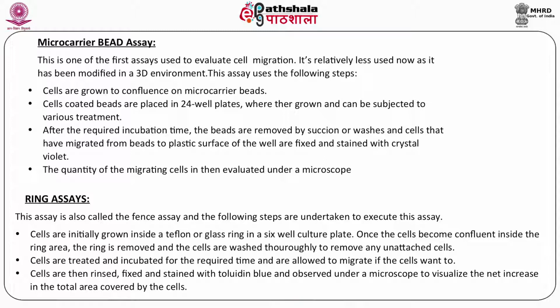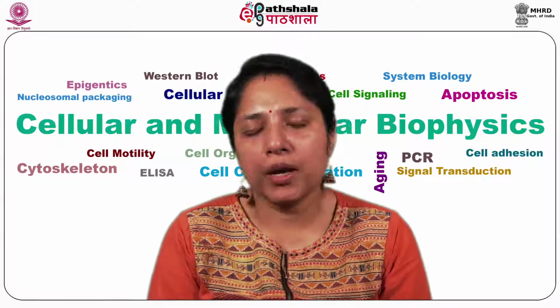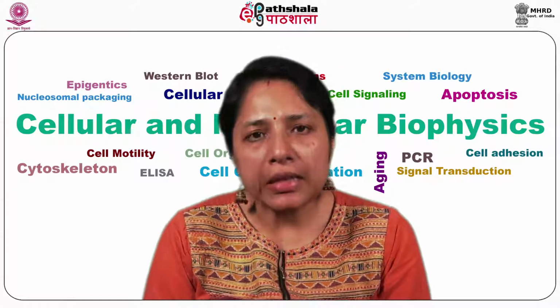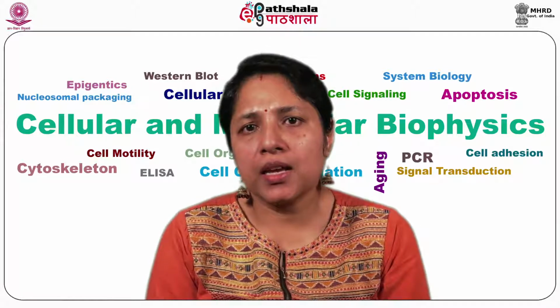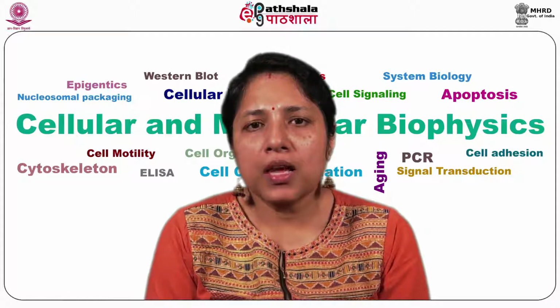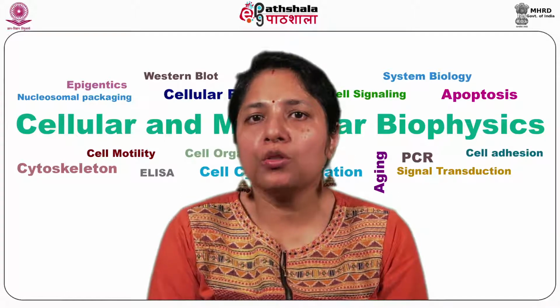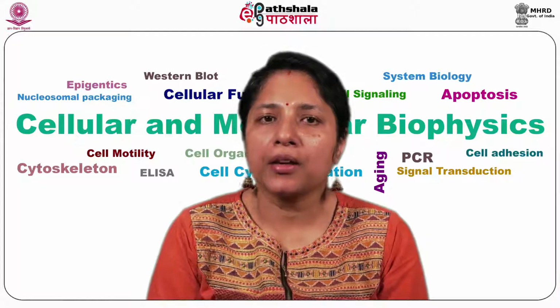Now the second method in this group is the microcarrier bead assay. This is one of the first assays used to evaluate cell migration. It's relatively less used now as it has been modified into a more 3D environment. And this assay includes various steps like cells are grown to confluency on a microcarrier bead.